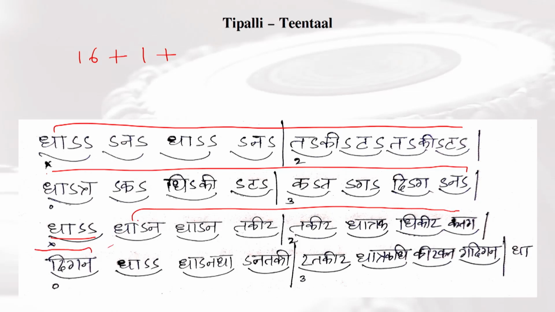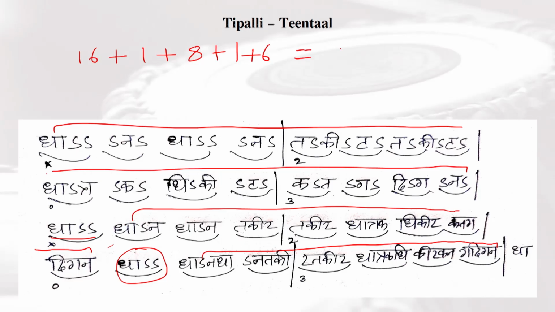So we have 1, 2, 3, 4, 5, 6, 7 and 8. So 8 matras plus 1 matra pause we have. This is the 1 matra pause here, and dhana dhana takita takita dhataka dhikita katagadigana 6 matra again. Palla, third palla is 6 matra. So it's a mix of Tishra Chatashra combination.